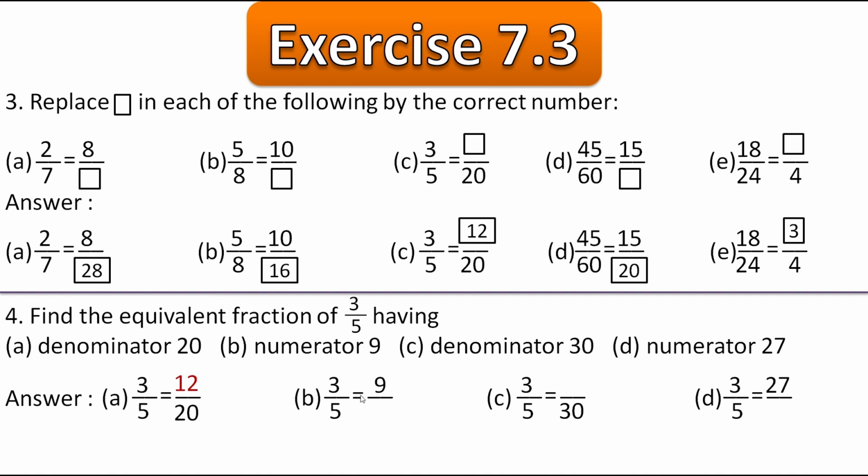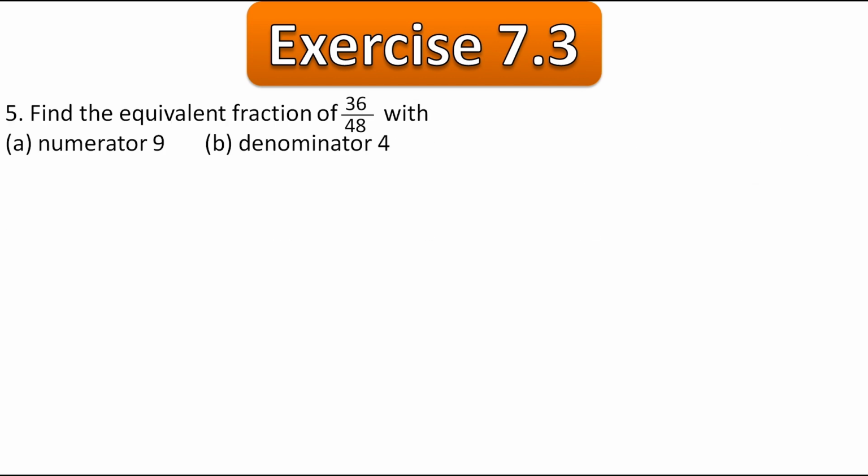Okay. Now here the same procedure you have to use which you used for the question 3. Okay. Now you all know 5 fours are 20. So here the number will be 3 fours are 12. Here 3 threes are 9. So 5 threes are 15. 5 sixes are 30. So 3 sixes are 18. 3 nines are 27. So 5 nines are 45. It's very easy if you solve it carefully. Okay. Now let's move to the next question, that is fifth one. Find the equivalent fraction of 36 upon 48 with this. Okay, this question is also same as the previous one. First we will write the question. Okay.